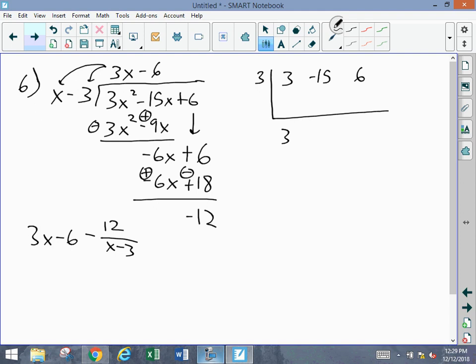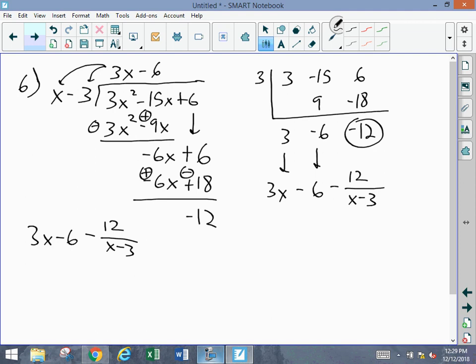3 times 3 is 9. Negative 15 plus 9 is negative 6. 3 times negative 6 is negative 18. And 6 plus negative 18 is negative 12. There's my remainder. So this is 3x, this is minus 6. Our remainder is negative 12 over x minus 3.